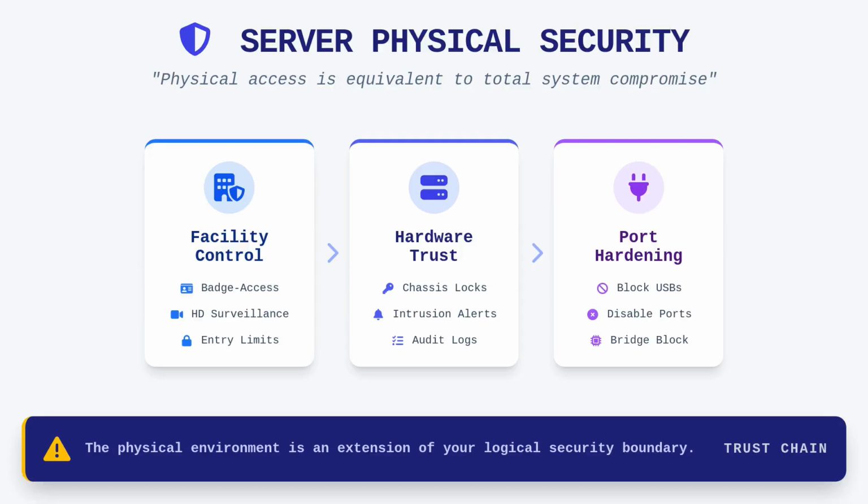Beyond the rack, high-definition camera surveillance provides an audit trail for the facility, while badge access systems restrict entry to authorized personnel only. You must treat the physical environment as an extension of the logical security boundary, ensuring that peripheral ports are physically blocked or disabled when not in constant use. This holistic perimeter control helps prevent the insertion of malicious USB drives or unauthorized hardware bridge devices. When you design your security posture, assume that any physical access is equivalent to total system compromise, and prioritize your facility controls accordingly.